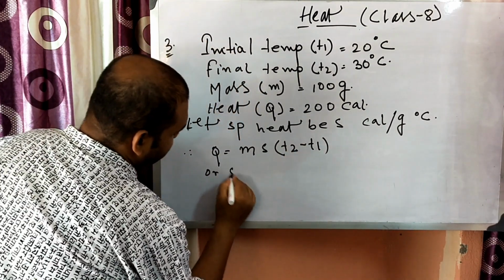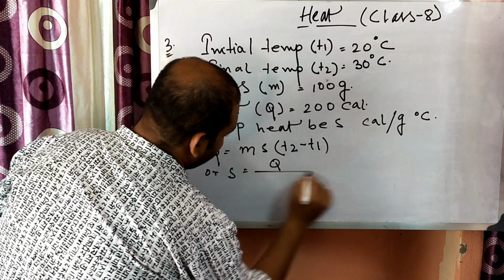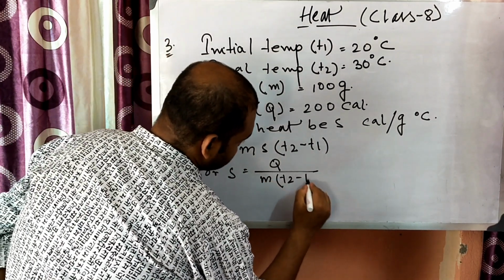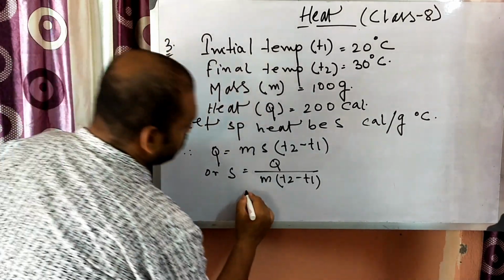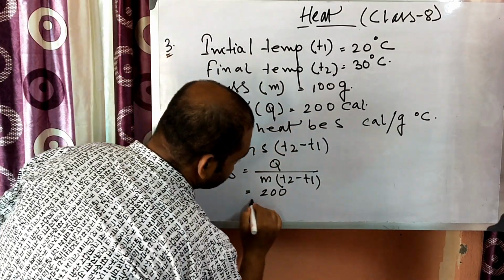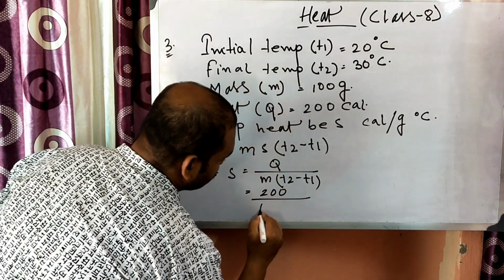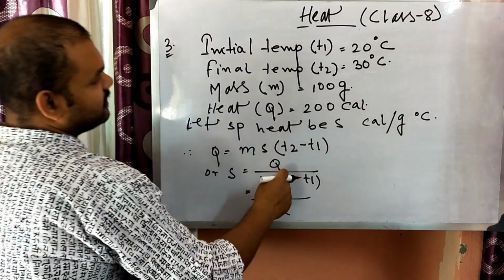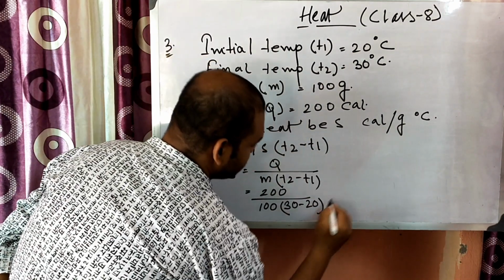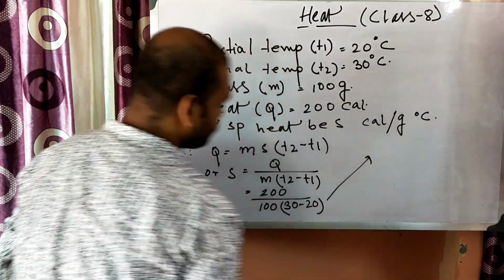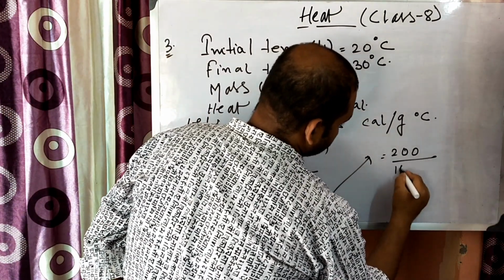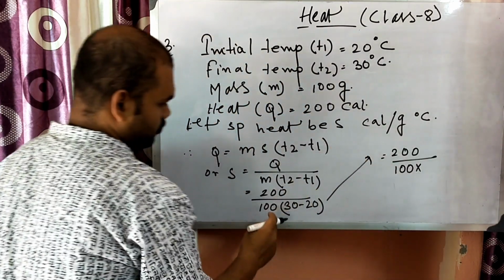So S will be Q by M (T2 minus T1). What is the value of Q? 200. What is the value of mass? 100. What is T2? 30. What is T1? 20. So it will be 200 by 100 into 10.